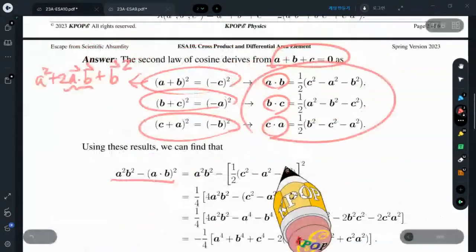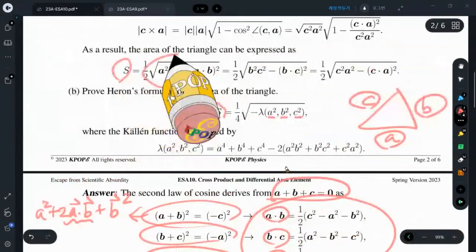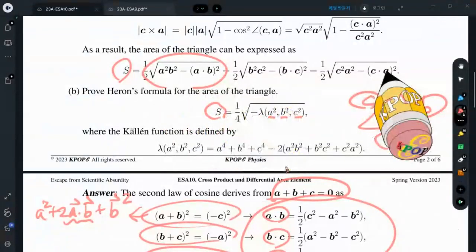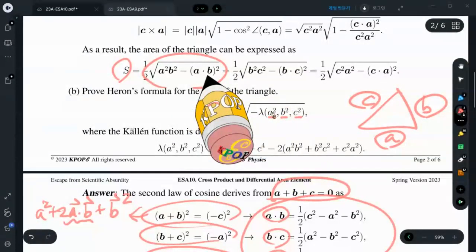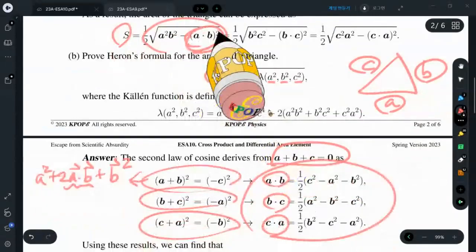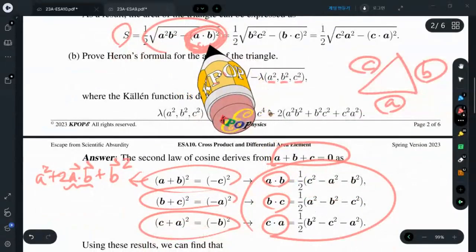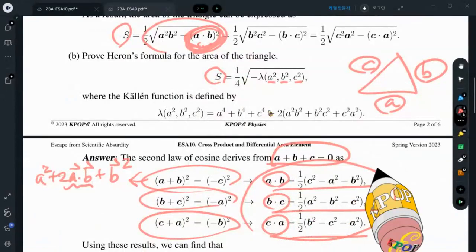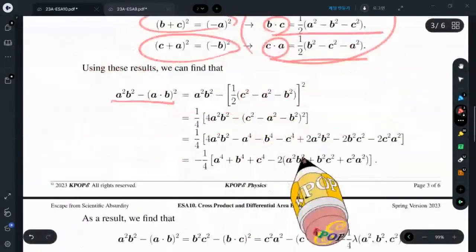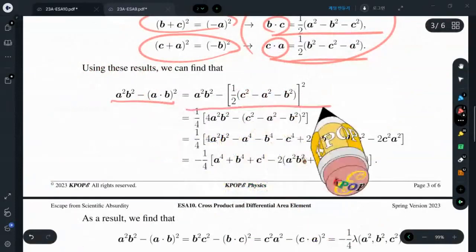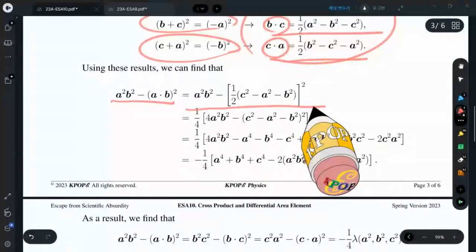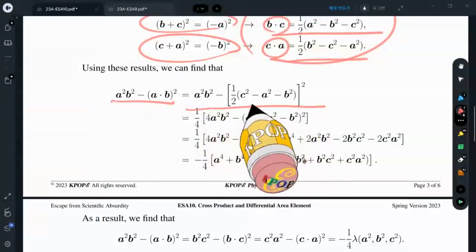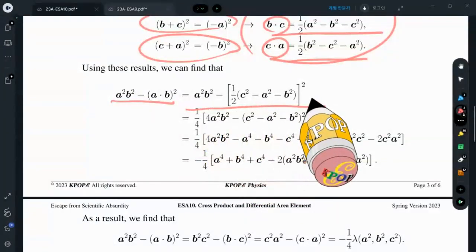Why do I need this? I know the area of a triangle is 1/2 of the square root of a squared b squared minus (a dot b) squared, and so on. Why don't we replace the angle-dependent term by making use of the second law of cosine? So substituting the second law of cosine, I find a very strange formula. A little bit complicated, but I can expand this in principle.